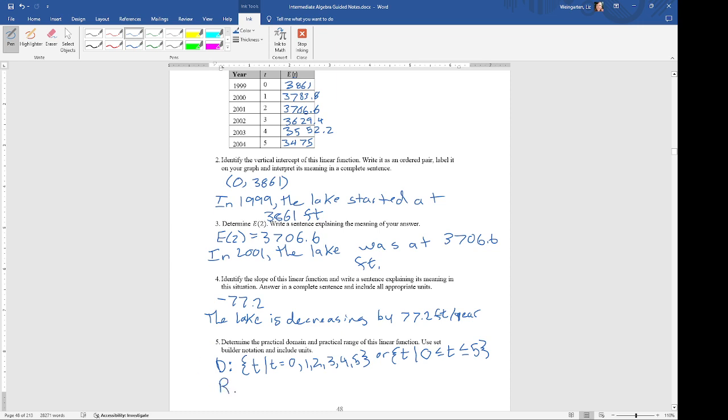The range is going to be our outputs, E, such that the lowest value that we have is 3,475, because that's all the data we have. That's the lowest number, less than or equal to E, less than or equal to the highest value, which is 3861. We could have also written out our range as individual numbers like we did with D, but this is a more accurate way of writing the range in set builder notation.